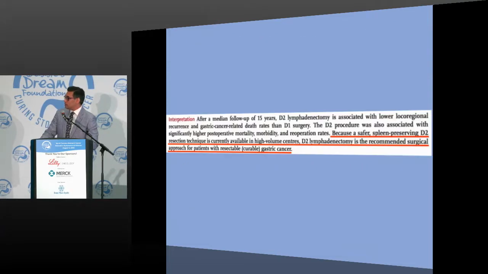And so the take-home point that they had is that a modified D2 lymph node dissection, which means it doesn't include spleen removal or pancreas removal, is safer and confers a better survival advantage. And so I think most people at academic or tertiary care centers now would probably recommend that patients get an extended lymph node dissection.